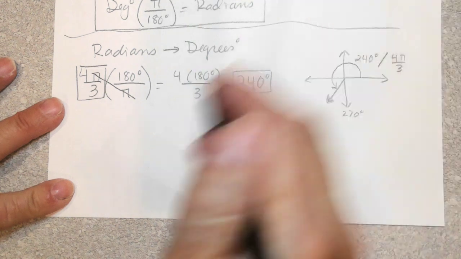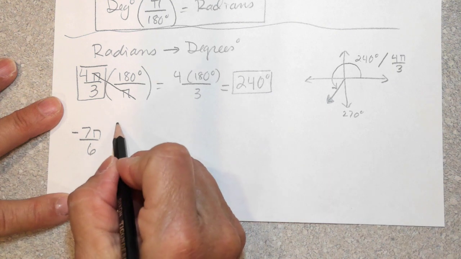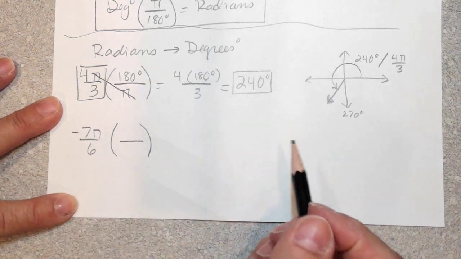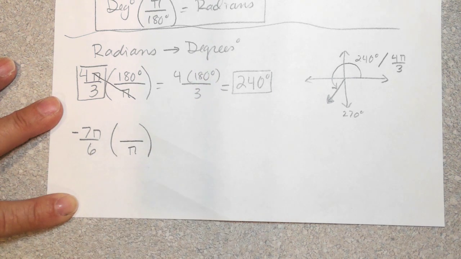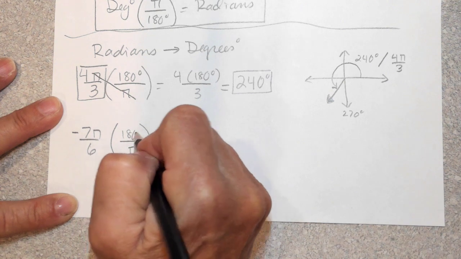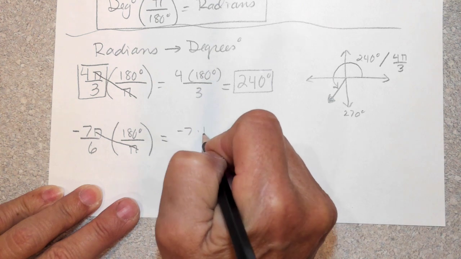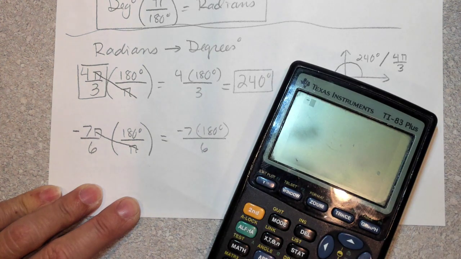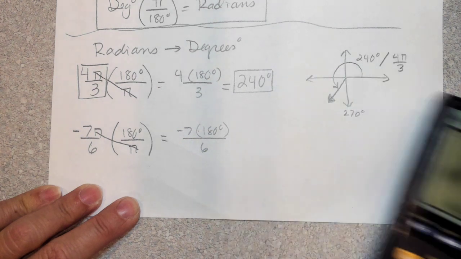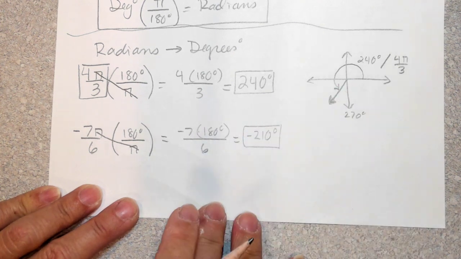So one last example, let's say I had negative 7 pi sixths. Okay, same thing, I don't care about the negative. That's just a direction later when I'm graphing. What I care about is that this is radians, so I'll put the radian part of my conversion on the bottom and the degree part on the top. My pi's cancel, and I'll just go to my calculator with what I've got going on here. So I'll have negative 7 times 180, divide that by 6, and it looks like that would be equivalent to a negative 210 degree angle.